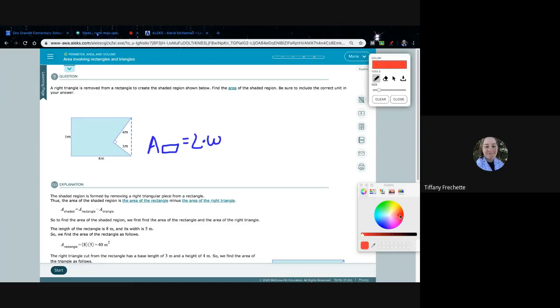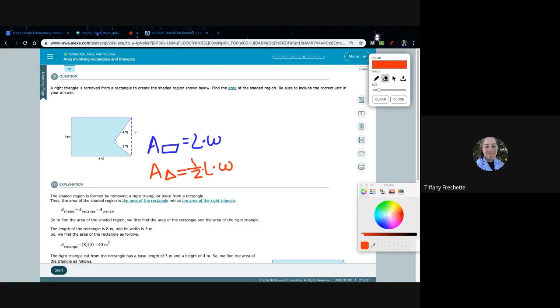And then we also need to know how to find the area of a triangle. So the area of a triangle is 1/2 length times width. Or we tend to call that base times height when we're talking about a triangle, but it means the same thing. So as long as we have a 90-degree angle, that's our length and our width when we're talking about a triangle.